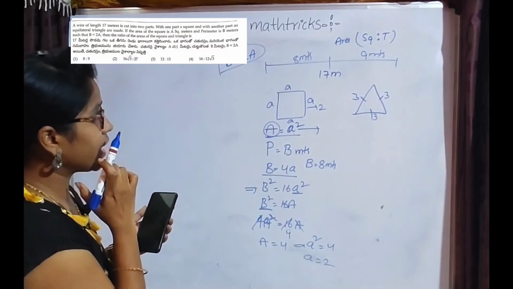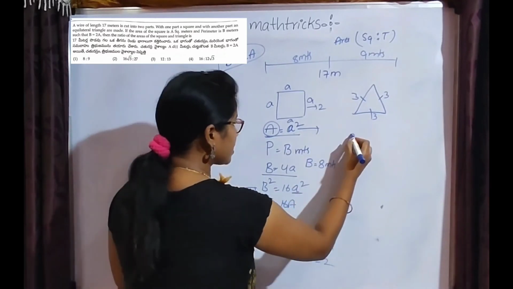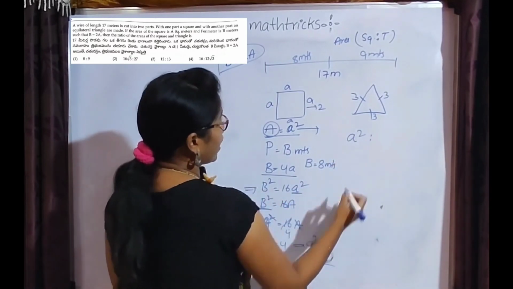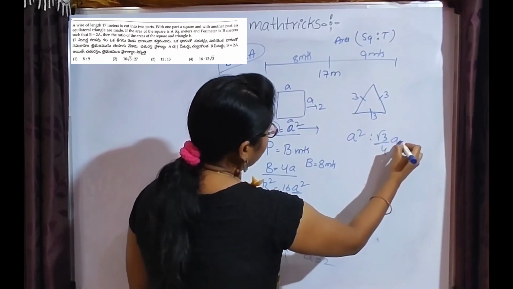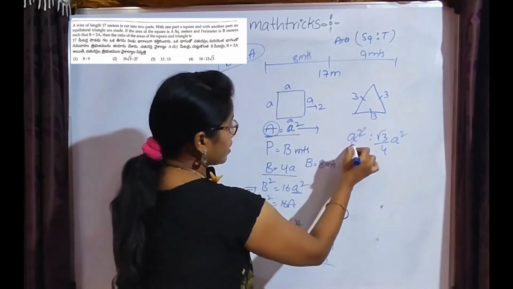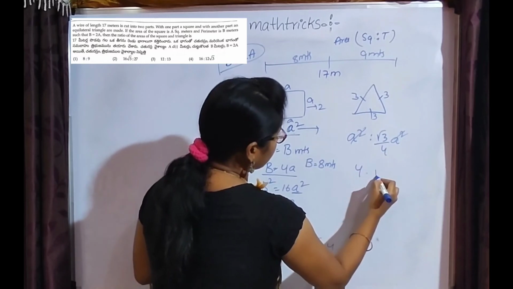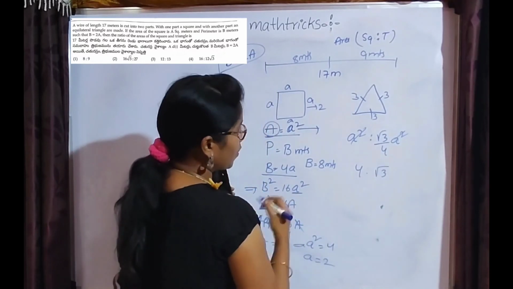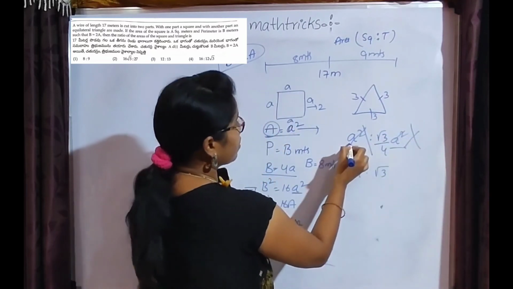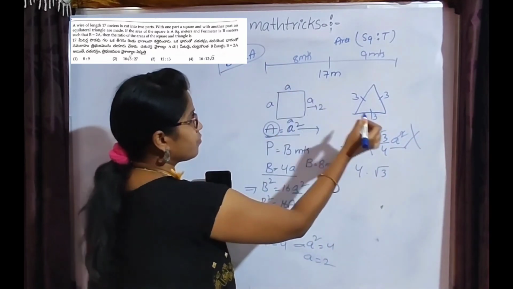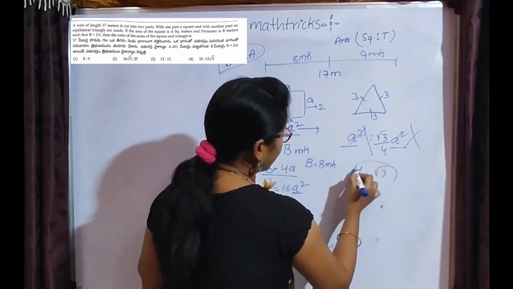Now, he is asking to find the area of the square. Area of a square is a square, and the area of a triangle is root 3 by 4 a square. A square gets cancelled, that is 4 is to root 3. No, we should not cancel in this way. It becomes a blunder mistake because the area of the square is different and the area of the triangle is different.